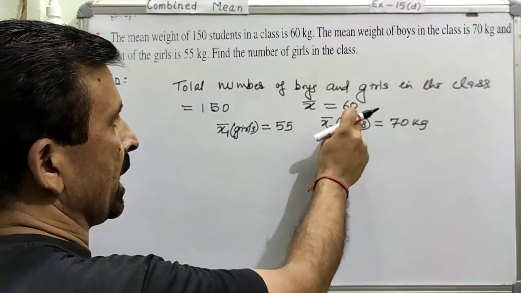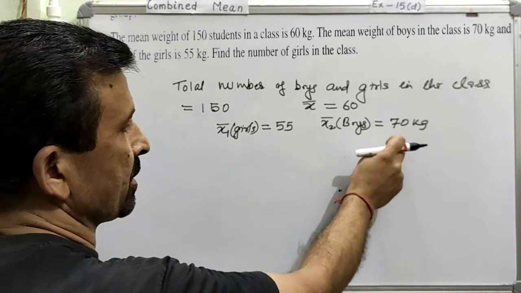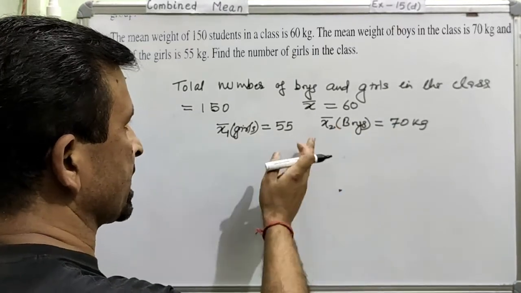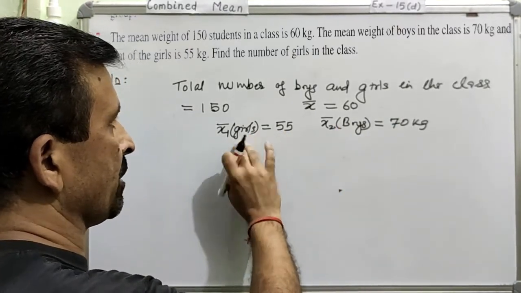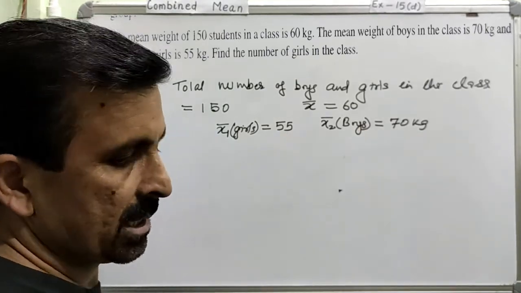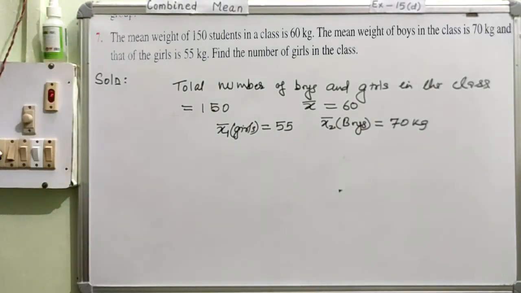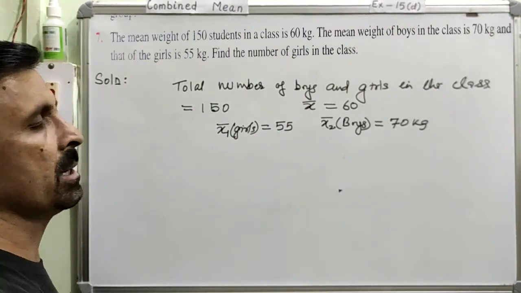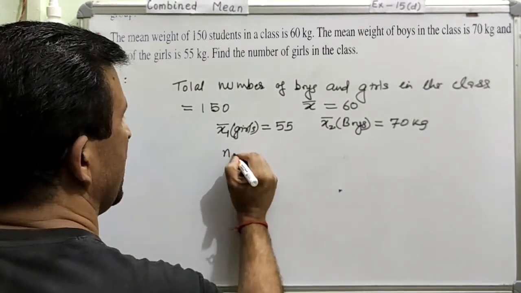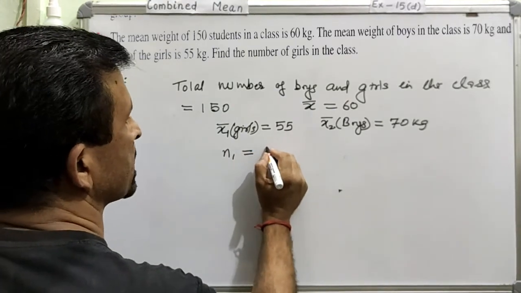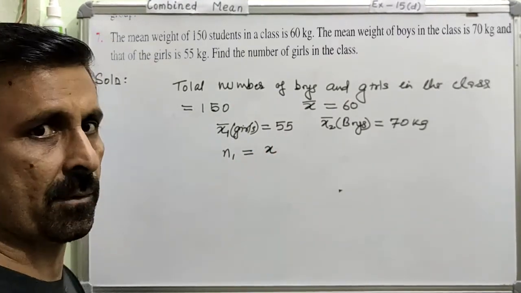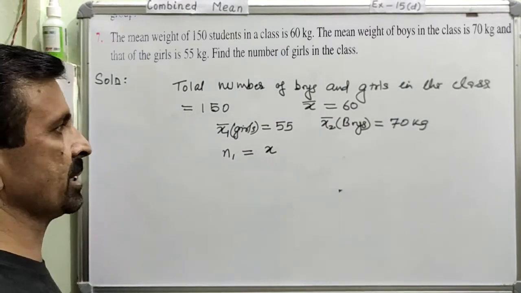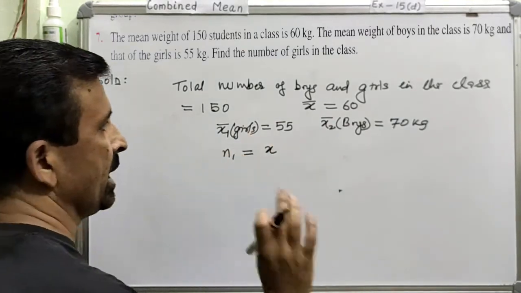Then this is the combined mean. This is the mean of the girls. This is the mean of the boys. But in this question also, we don't have the number of girls and the number of boys, right? That means this question is the same as your previous question. So what we can do is assume the number for the girls. Let us say n1 is equal to x, because the question is to find the number of girls. That is why first of all I have assumed the number of girls to be x.